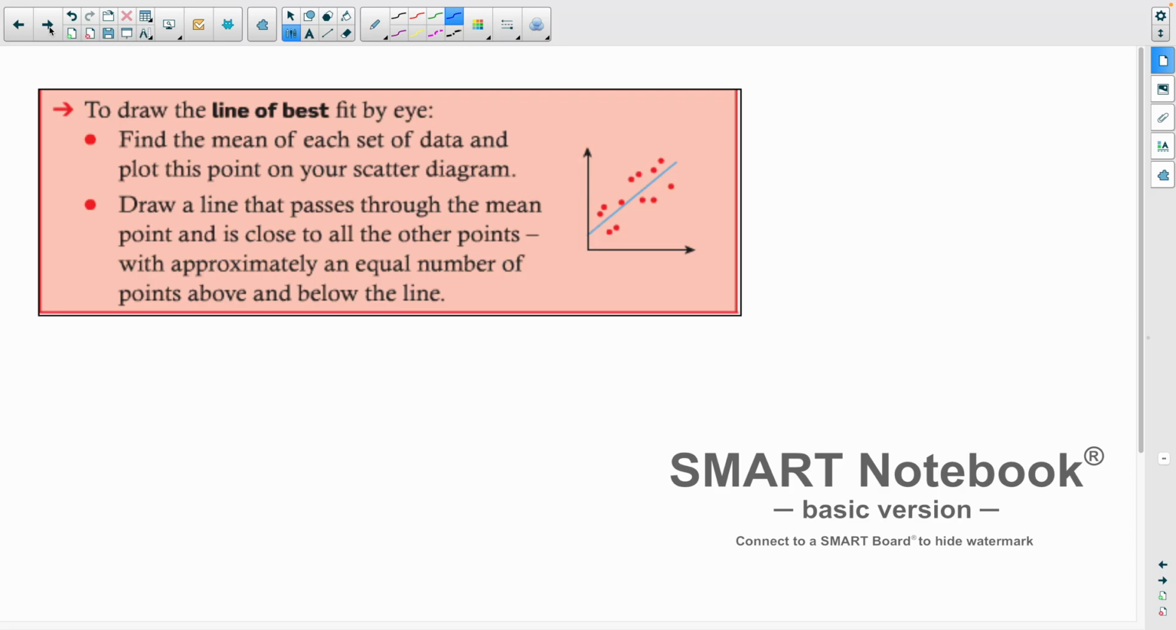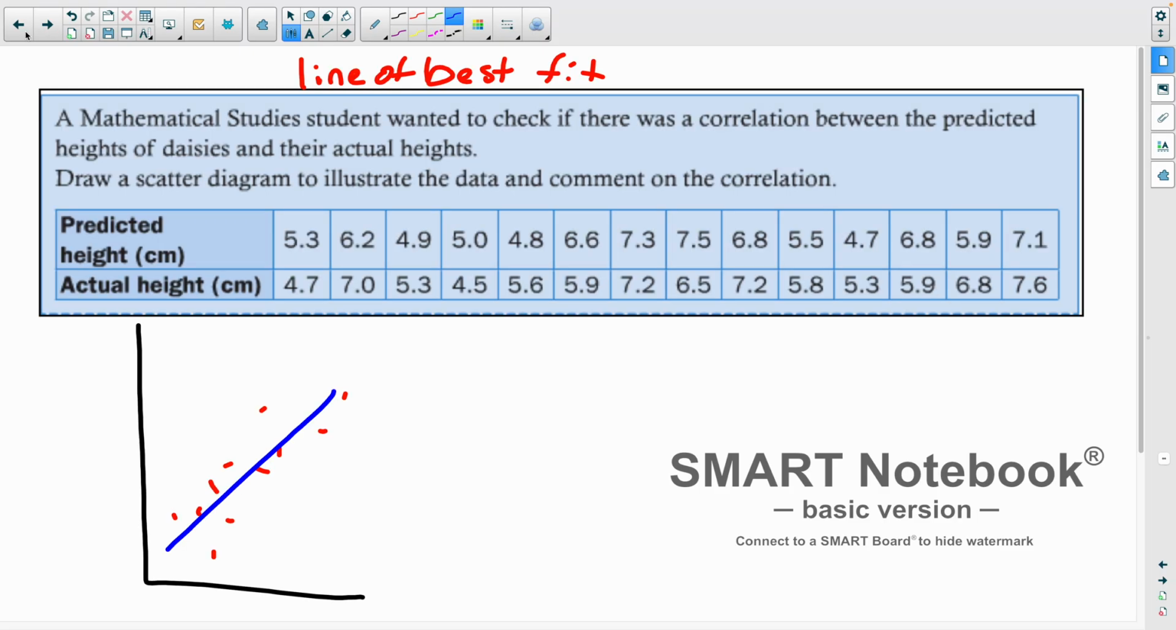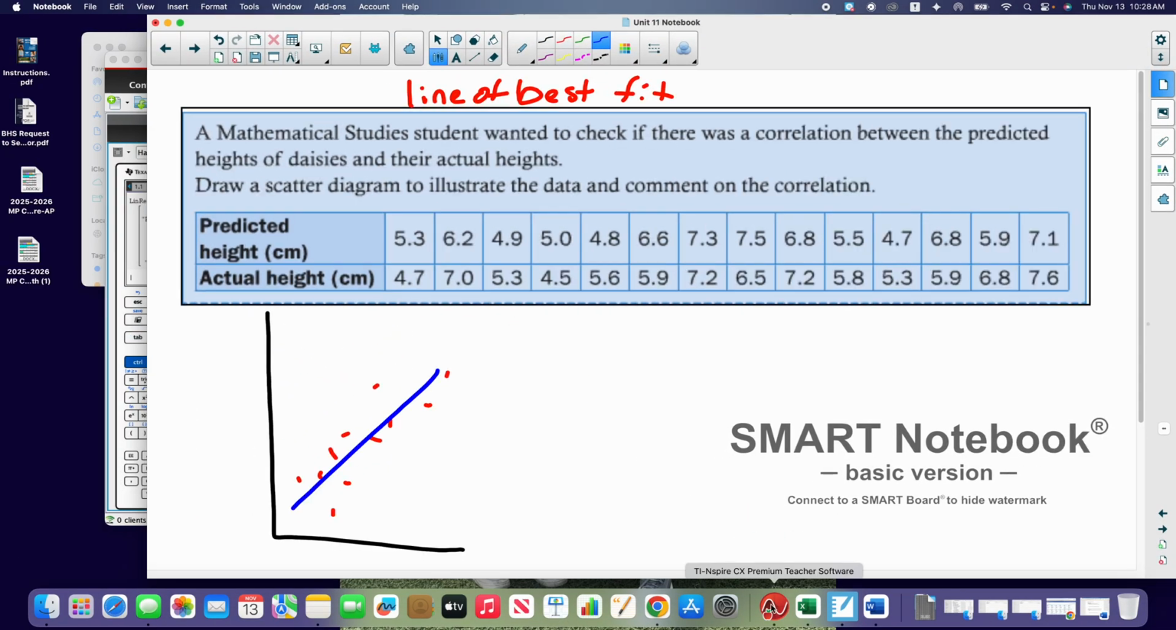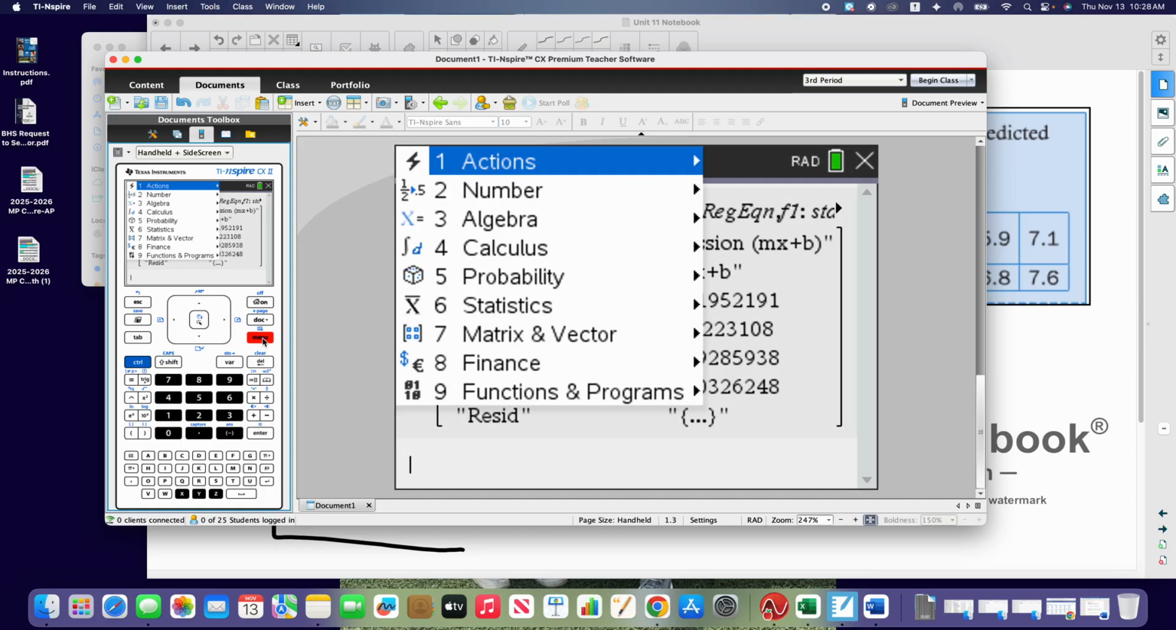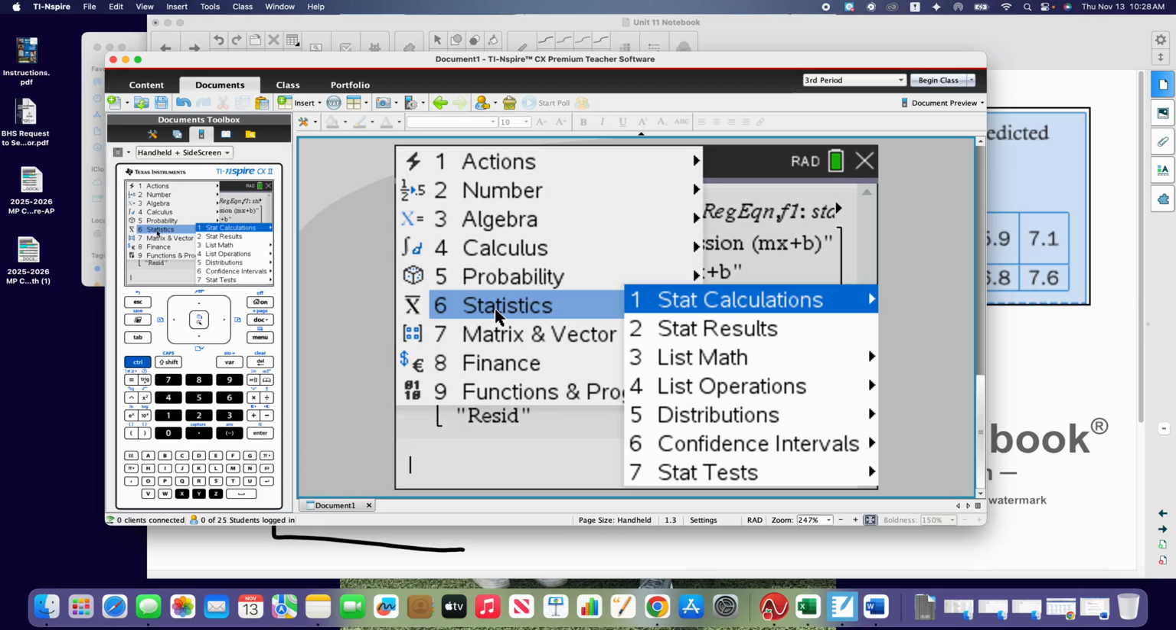Well, if I'm going to do that, I can take the table that we have, and I can go find the mean of the X's and the mean of the Y's. So I'm going to go back to my calculator, and I'm going to stay on my calculator screen right here. I'm going to go menu. I'm going to go to statistics. We've done the mean in the calculator before.